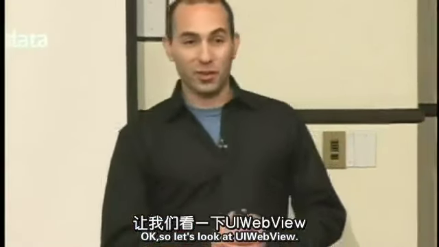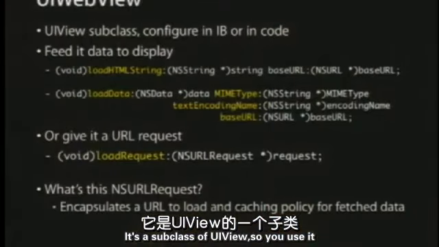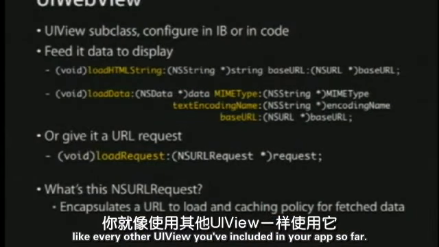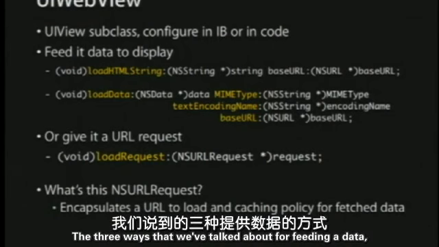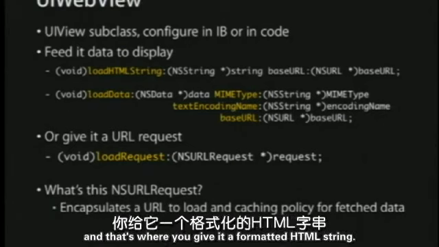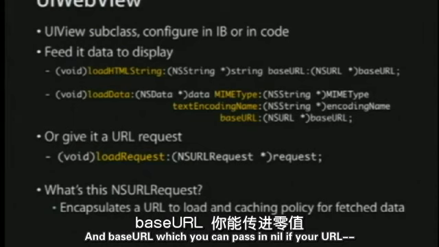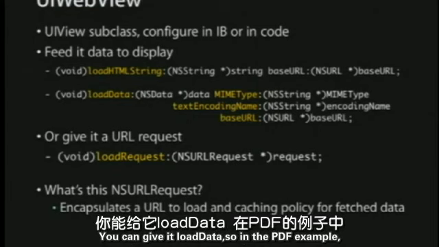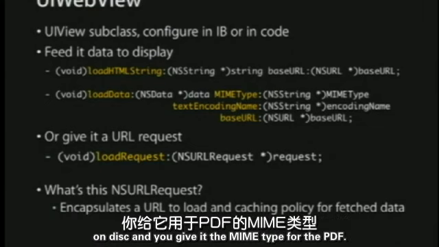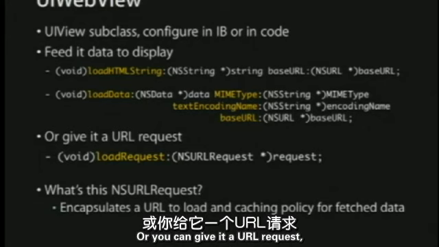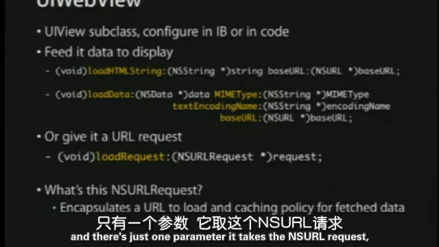Okay, so let's look at UIWebView. It's a subclass of UIView, so you use it like every other UIView you've included in your app so far. The 3 ways that we've talked about for feeding it data. The first is loadHTMLString, where you give it a formatted HTML string, and a base URL, which you can pass in nil if your HTML is complete. You can give it loadData. So in the PDF example, you could feed it the NSData that corresponds to the PDF on disk, and you give it the MIME type for the PDF. Or you can give it a URL request, and it's just one parameter.